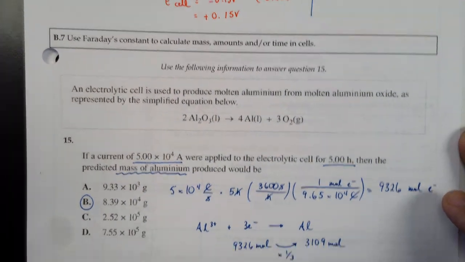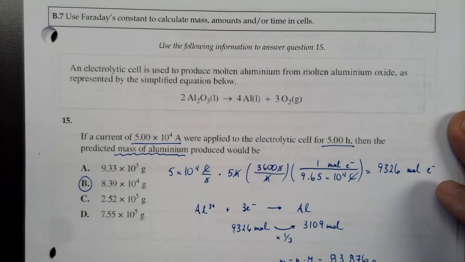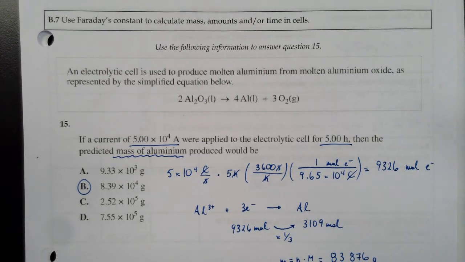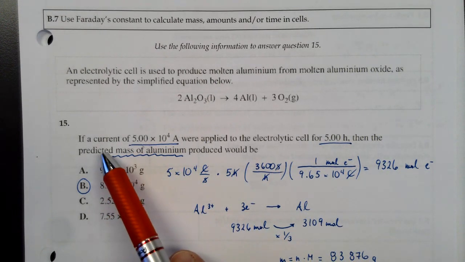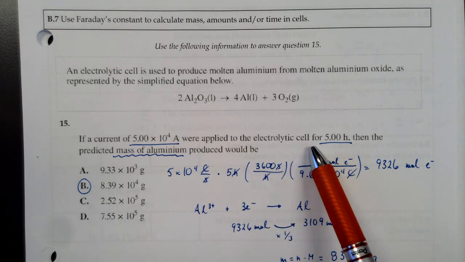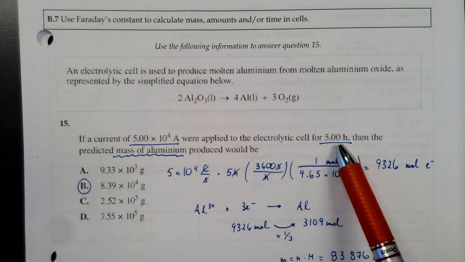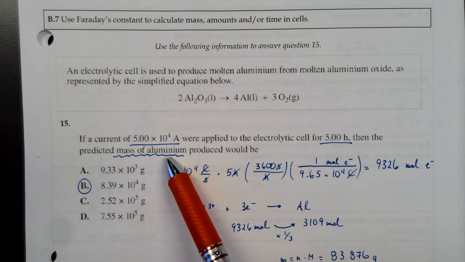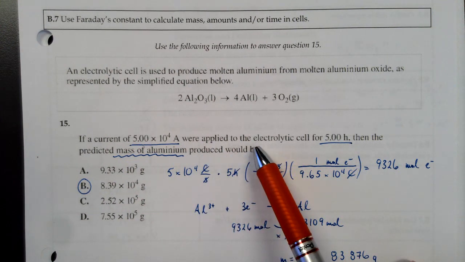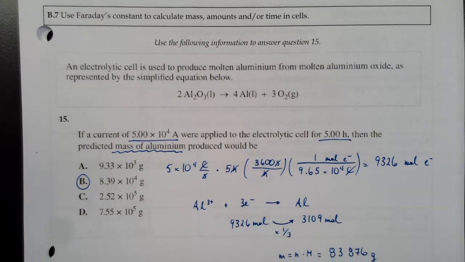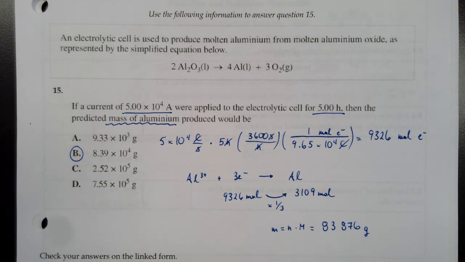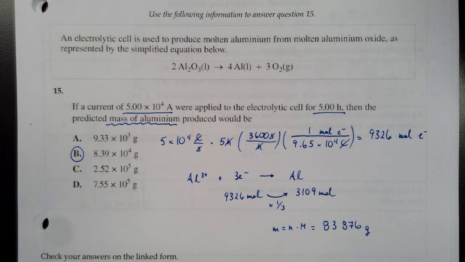Hey, it's Mr. K, Chemistry 30, Unit B review, question 15. If a current of this were applied to an electrolytic cell for 5 hours, then the predicted mass of aluminum produced would be... All right, now this is a Faraday's constant question. This is electrochem stoich. This is how we do it.